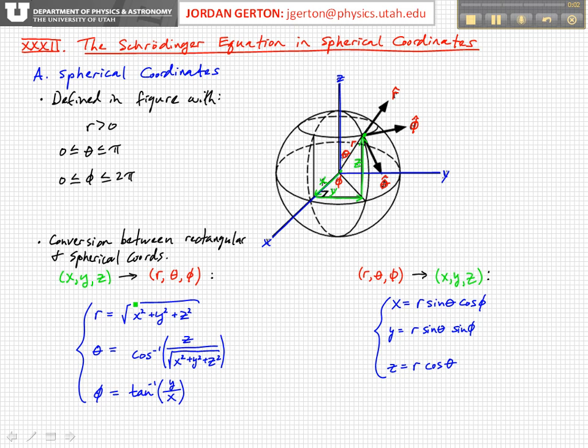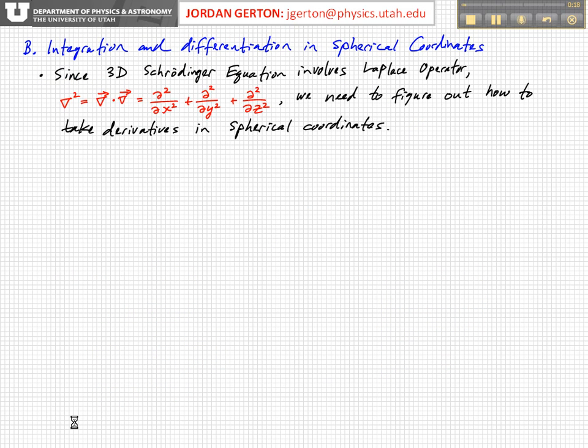Okay, so again we can go from Cartesian coordinates to polar coordinates here. This is the conversion. Or if we want to go from polar coordinates back to Cartesian coordinates, we have this. Okay?